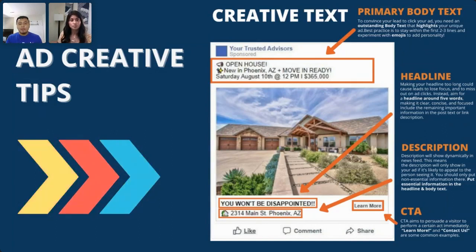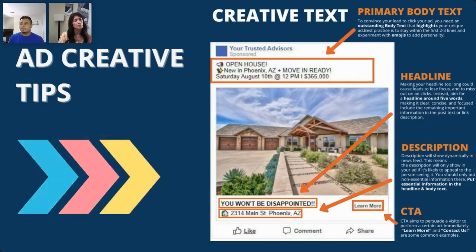For your headline, you want to keep it short and sweet. We recommend keeping it to 5 words or less, and you can also include emojis in there, right? With the headline, you want to make it clear, concise, and focused. And the description. We all know it's not always shown. So it really depends on the placement that the ad is being shown.